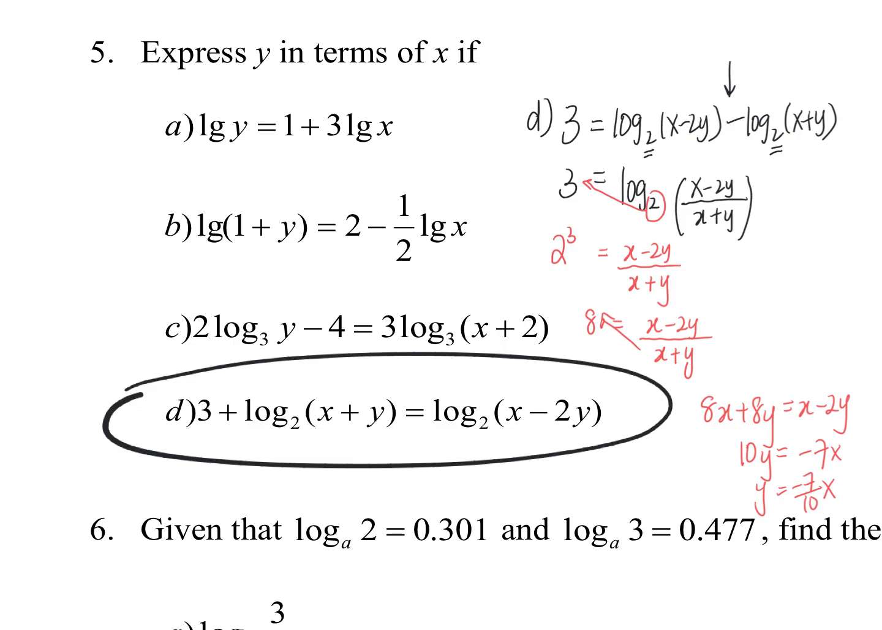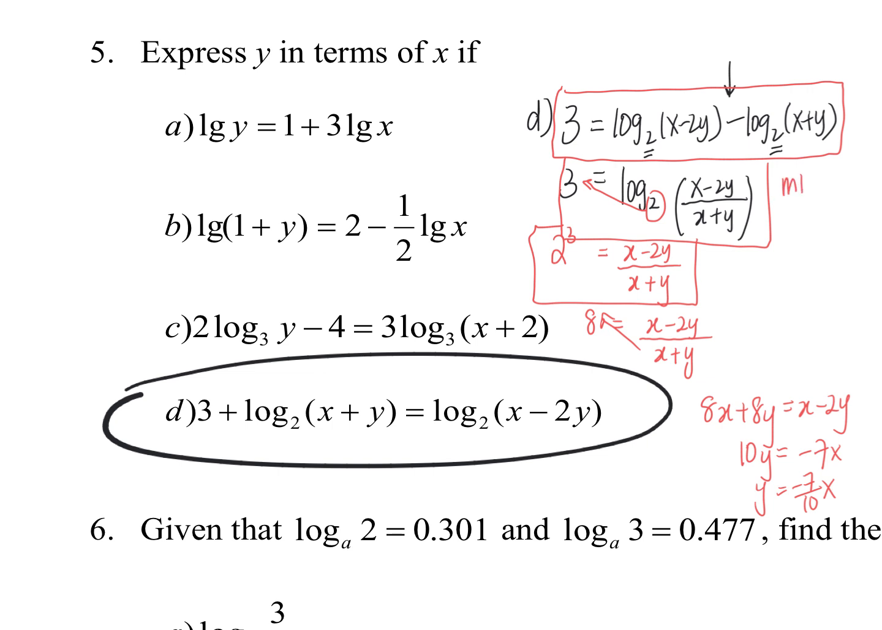Just something like this. But the crucial step is this one, combining into this, and then finally pushing it up. So all your method marks are here. Combine, change to index form, and then finally here.